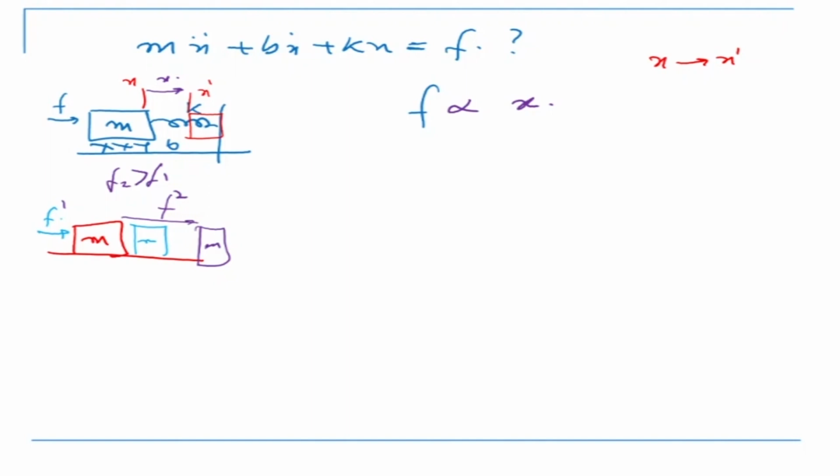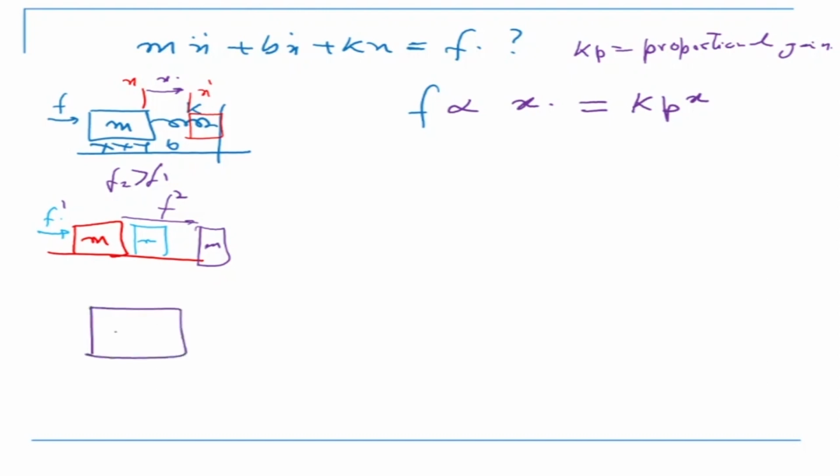So F is proportional to x, so F is equal to Kp times x. This we call the proportional gain. This Kp is called my proportional gain. Now, something that is going to happen here is the mass also has a spring. So that's a mass and that's a spring.